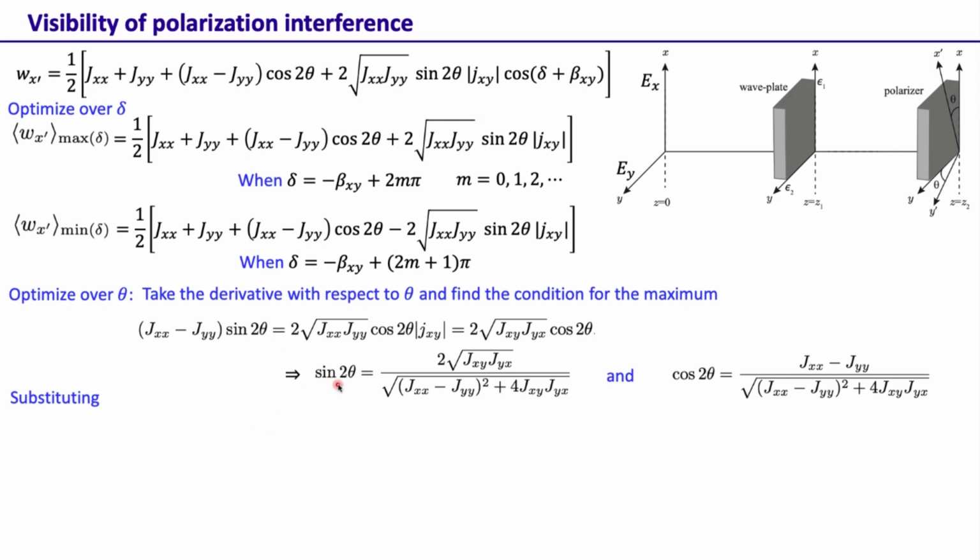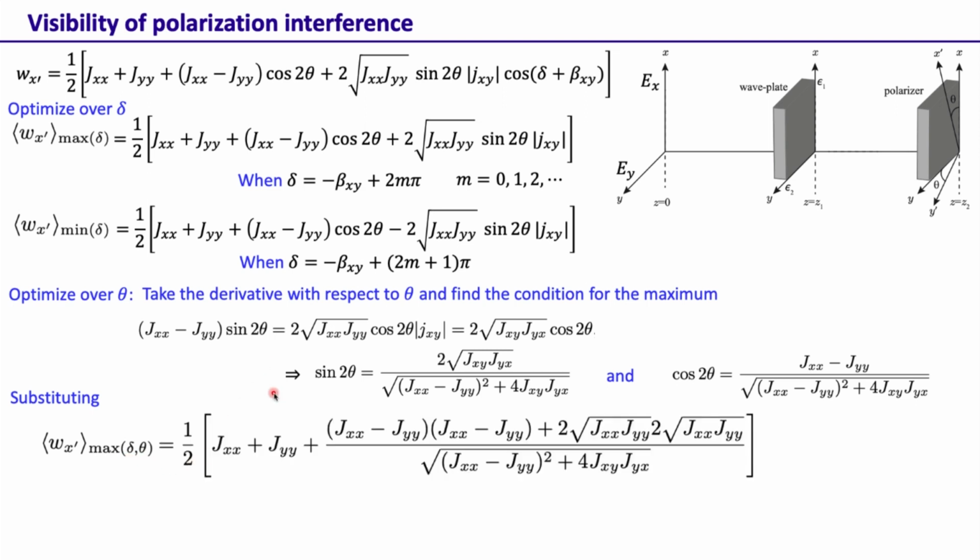Okay, now substituting these for the sine 2 theta and cosine 2 theta in here, what we get is the Wx prime, that is the intensity coming out of the polarizer, the maximum of that, here it is maximum over delta, and this is the maximum over delta and theta. So the maximum will be when we put in these constraints over theta in this expression, and then we get that the maximum of Wx prime over delta and theta is this expression, half jxx plus jyy plus this quantity.